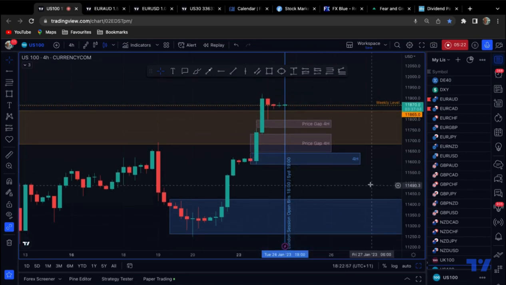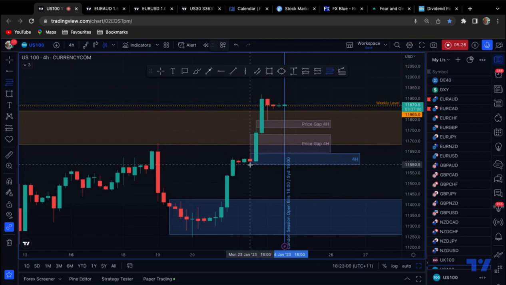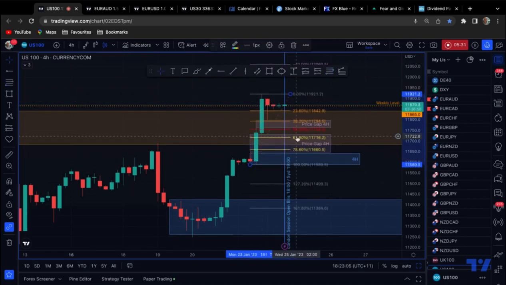Now, if we pull a fib, we could take that from, say, low to high, and it kind of coincides with 61.8 to 78.6. So we've got this fib level in here, this yellow zone. It's kind of my entry level.